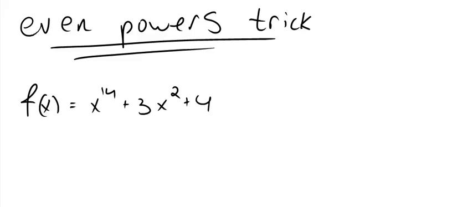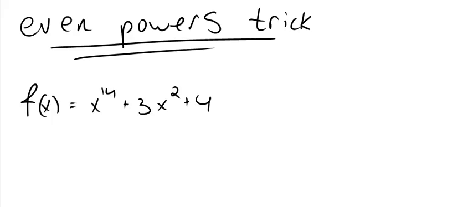Okay, the even power trick, it's a very, very cool trick. Let's assume we have this equation, which obviously we don't know how to solve. And the question is, when is this set to 0? Let's imagine this is in the denominator or something. And the answer is, it's never set to 0.